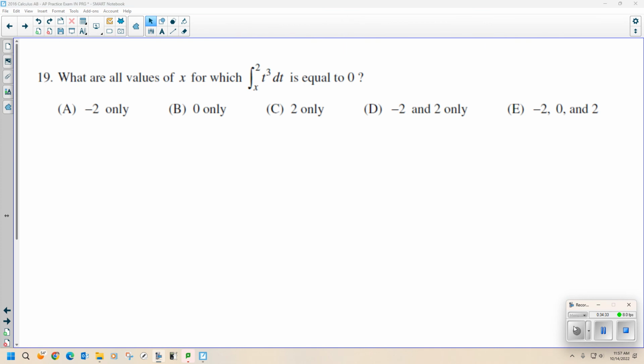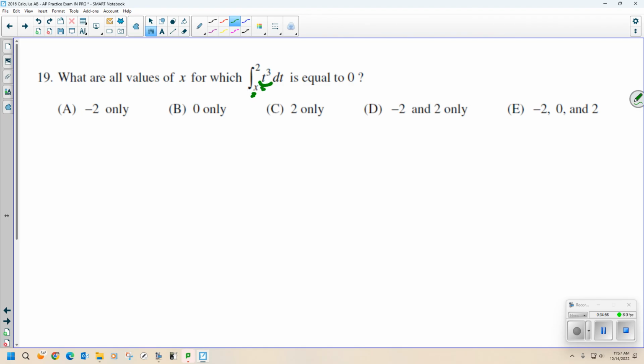Please, please, please don't fall into this trap. What are the values of x for which the integral from x to 2 of t cubed dt is equal to 0? Don't think that, oh, we have a variable on the bottom, and I'm going to put the x in for the t by taking the derivative. It's not telling you to take the derivative of this. It really wants you to integrate that.